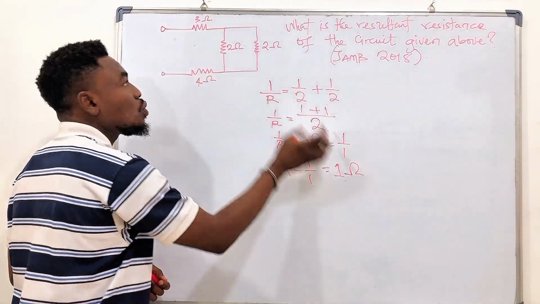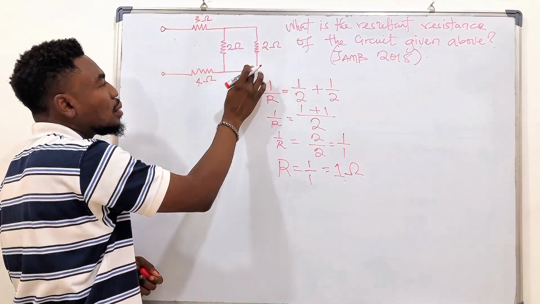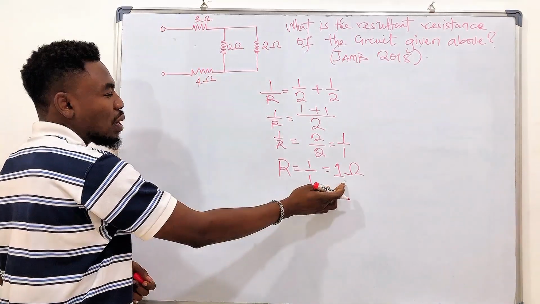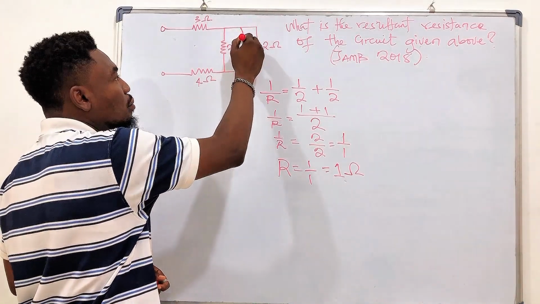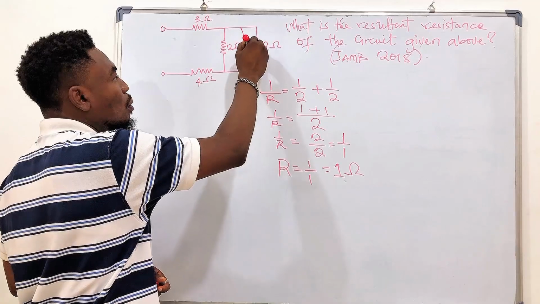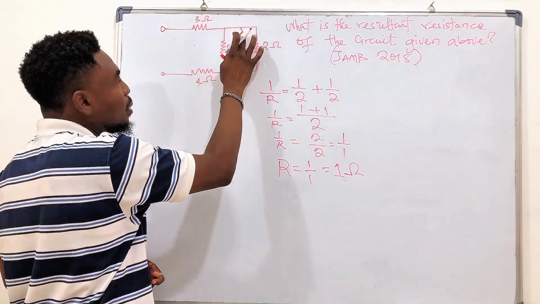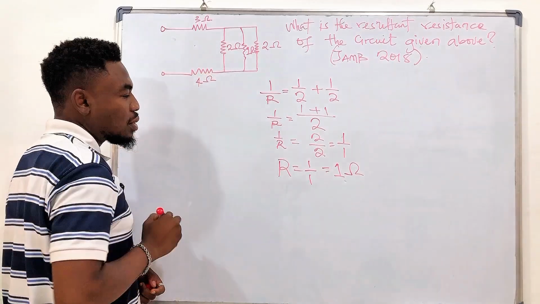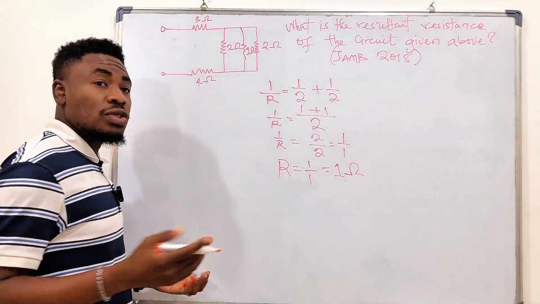So if you replace this with 1 ohm here, it clearly shows that these 3 and 4 and 1 are in series. So if we want to replace it here, this will be 1 ohm as the resultant. So if you take it from here, it becomes series. So how do we solve for resultant of resistors in series? We just sum them up.